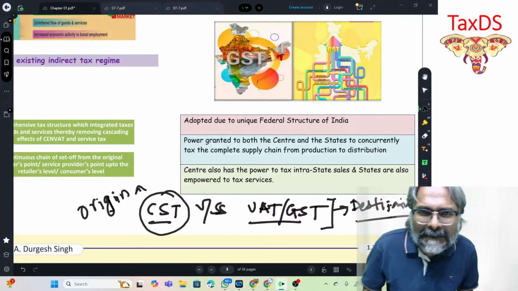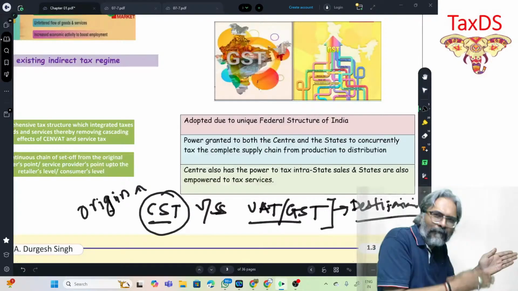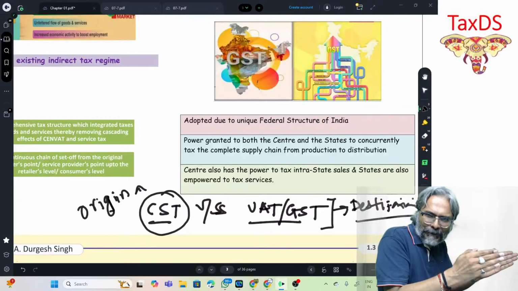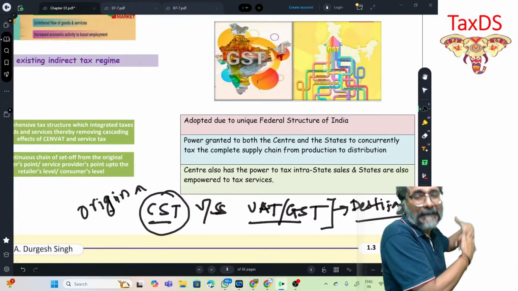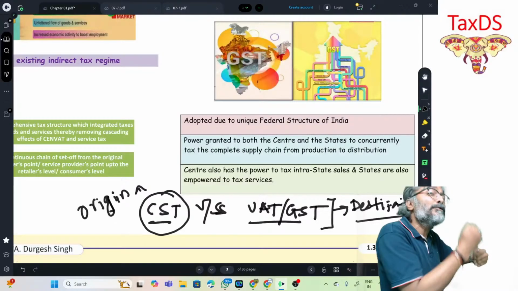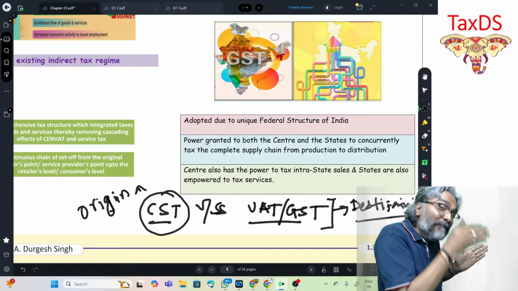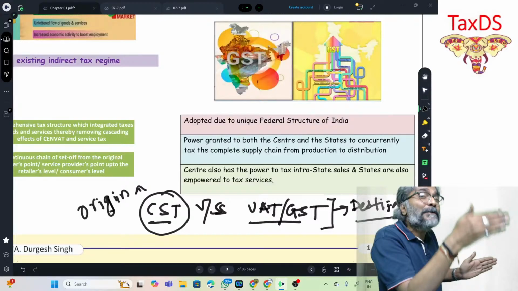which in the case of CST, the state from where the supply originates, that was the state which used to administer and get the share of CST. That is origin based. The state from where the supply used to begin or originate was the state which used to retain the CST amount.